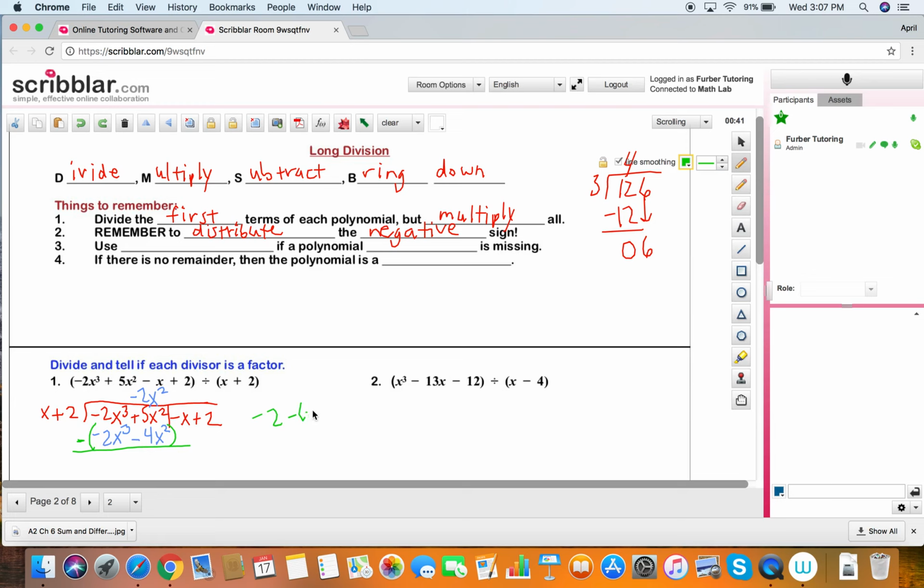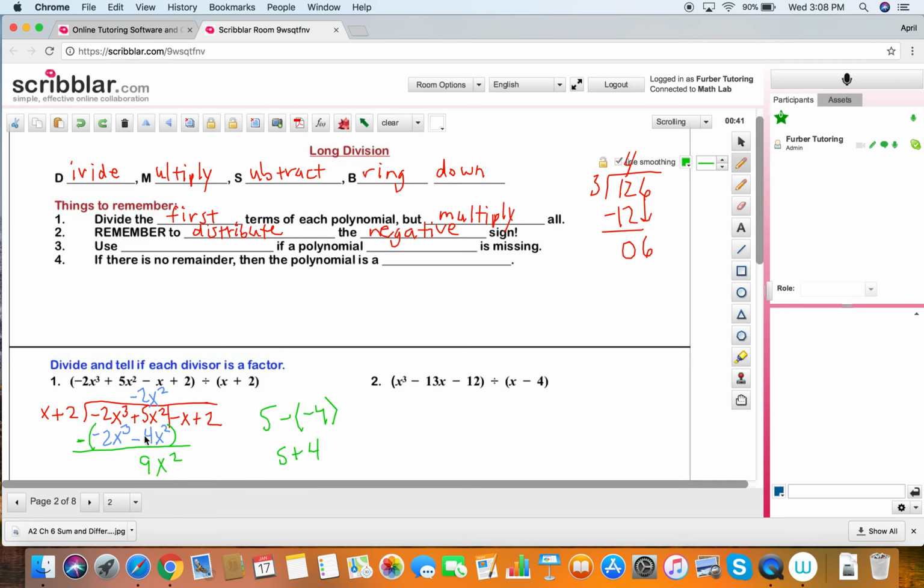So essentially what's going to happen is both of these signs are going to change to a plus. Negative 2 minus negative 2 becomes negative 2 plus 2, which is 0, so we don't need to write anything down here, okay? And then likewise, 5x squared minus, let me write it out this way. Let's just do the coefficients. 5 minus negative 4 is the same thing as 5 plus 4. So when you do the subtraction this time, you're actually going to get 9x squared.